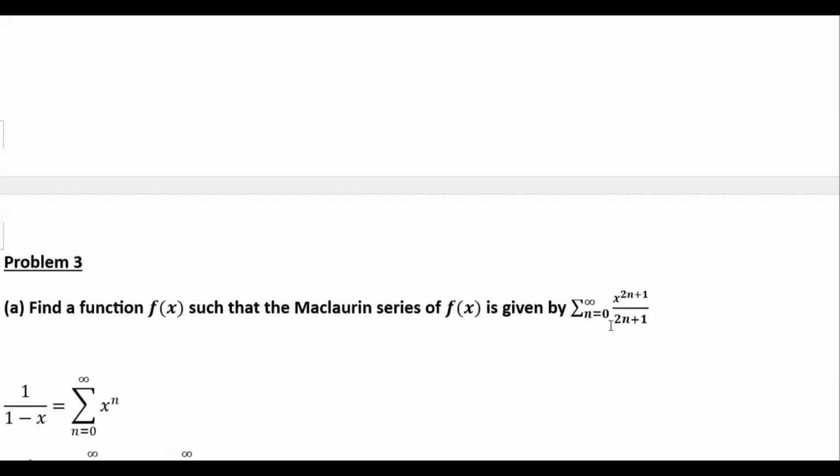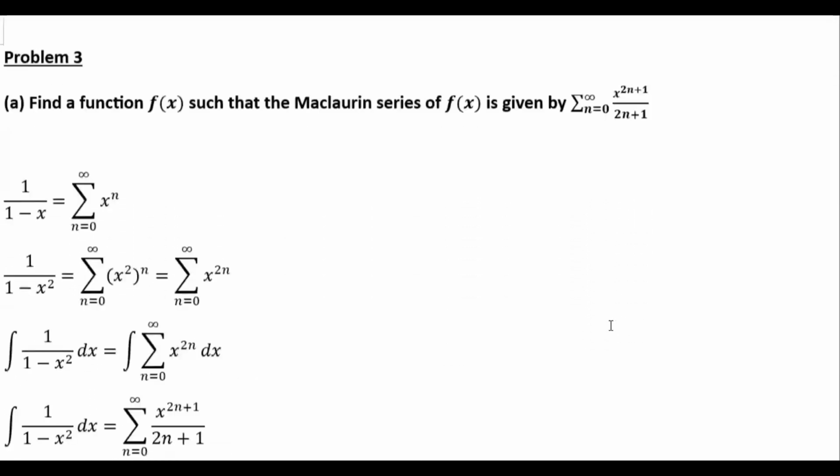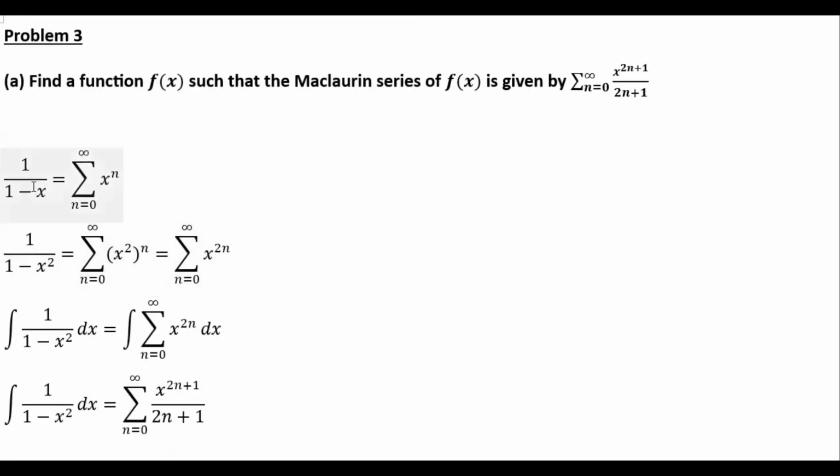So most of the time, you don't want to take derivatives to find the Maclaurin series or Taylor series. You probably want to start with something you know and just manipulate it from there. So for example, this is probably the way you would want to go about it. Let's start with 1 over 1 minus x equals summation as n goes from 0 to infinity, x to n. You should have this one memorized.